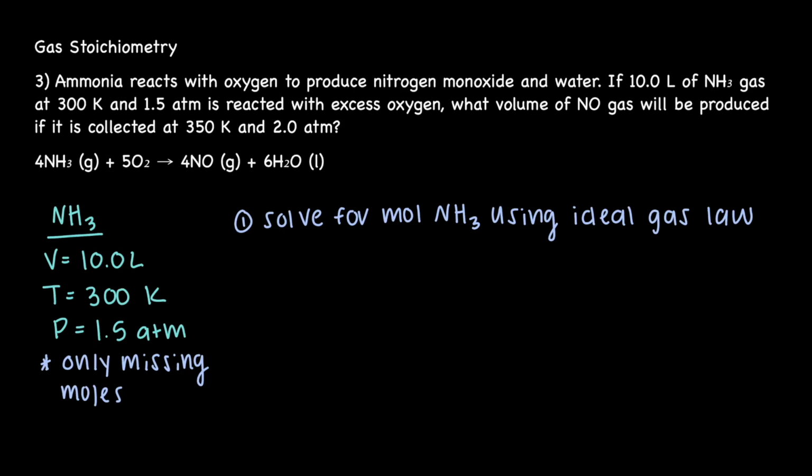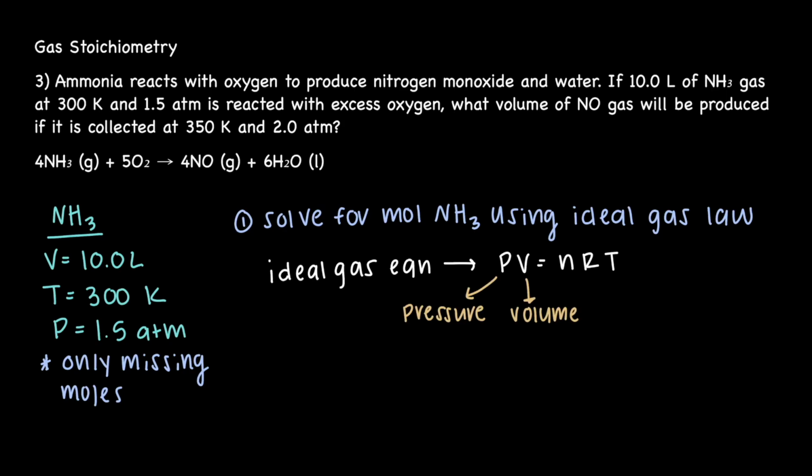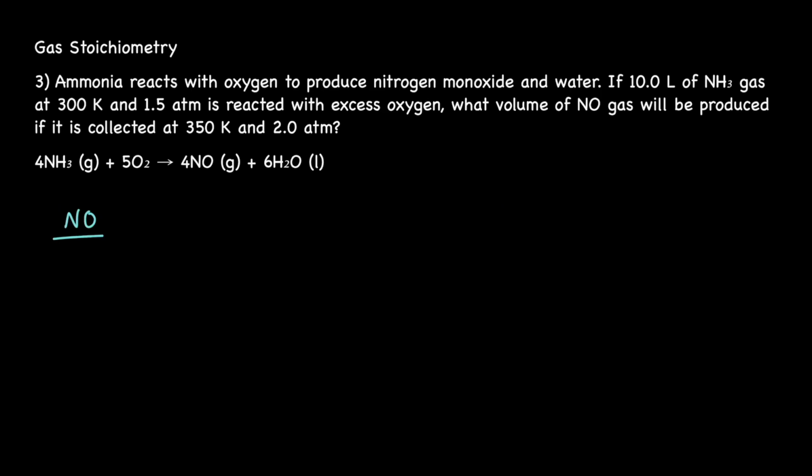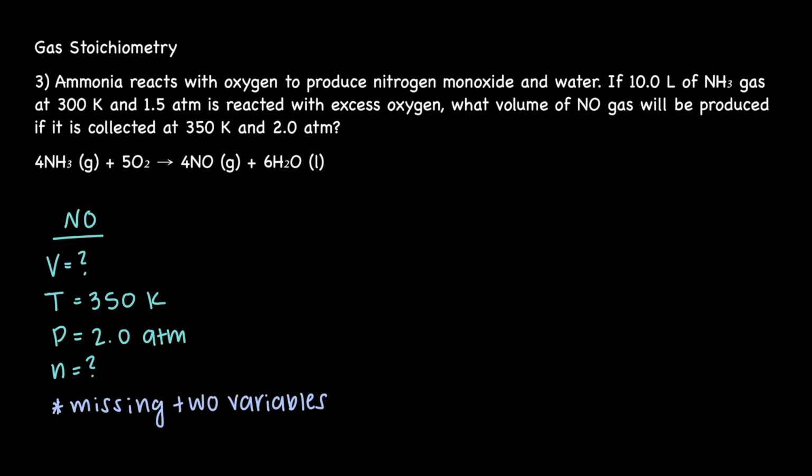For the ideal gas law equation, we need pressure, volume, moles, and temperature. We were given pressure, volume, and temperature, so we are only missing one variable, moles. For NO, we want to find volume. We have a temperature of 350 Kelvin and a pressure of 2 atm. We also need moles for the ideal gas law equation for NO. For NO, we are missing two variables for the ideal gas law calculation, so we should start with NH3 first.